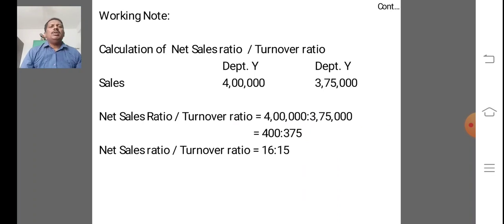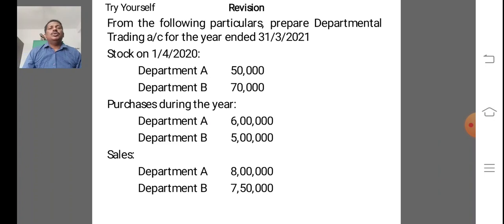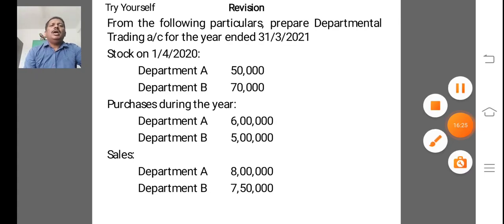Working notes: calculation of net sales ratio or turnover ratio. Department X sales is equal to 4 lakh and department Y sales is equal to 3,75,000. Therefore, net sales ratio or turnover ratio is equal to 4 lakh is to 3,75,000, or 400 is to 375, or simplified, 16 is to 15. So try yourself.